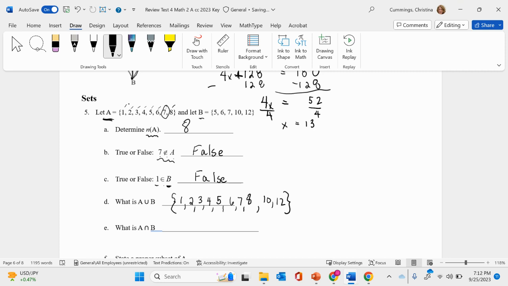And there you go. So that is a union. Remember, this U is union. This upside down U is intersection. Remember, intersection is in common. What do they have in common?